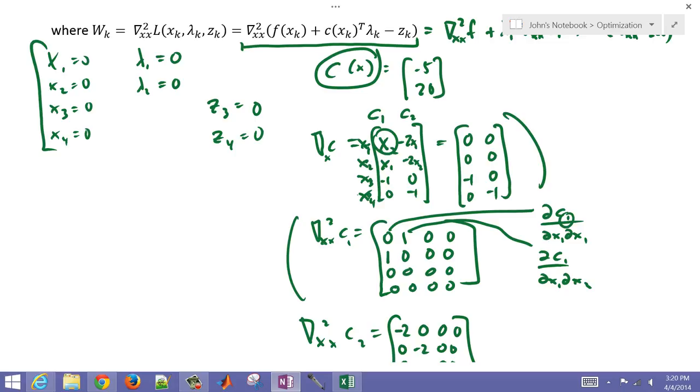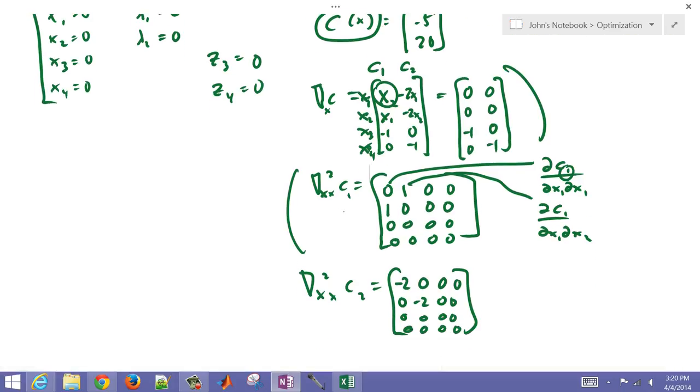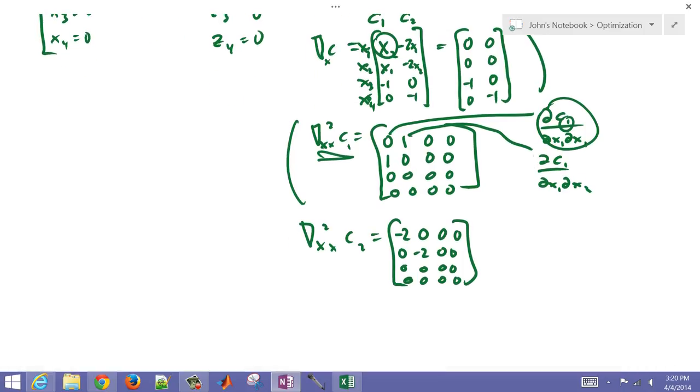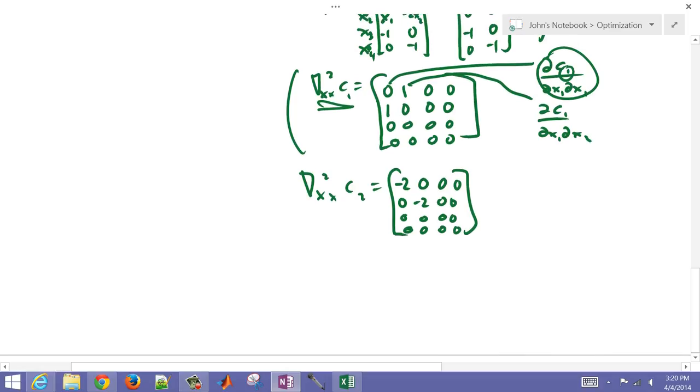a search direction. Okay, and then these are second derivative matrices. So you differentiate that equation twice with respect to each of your variables to come up with your two matrices there. Okay, so now let's go on to the objective function.